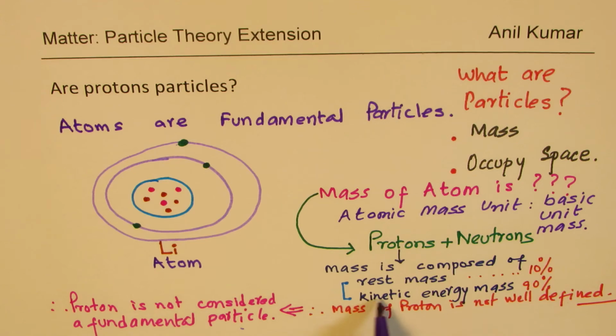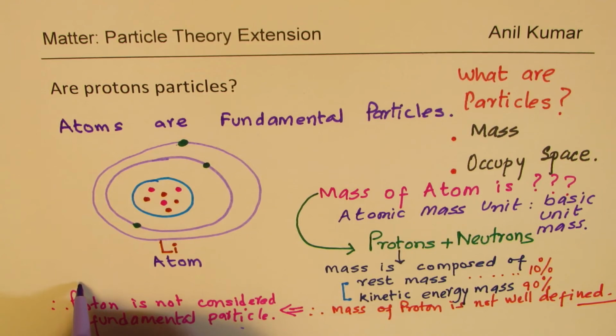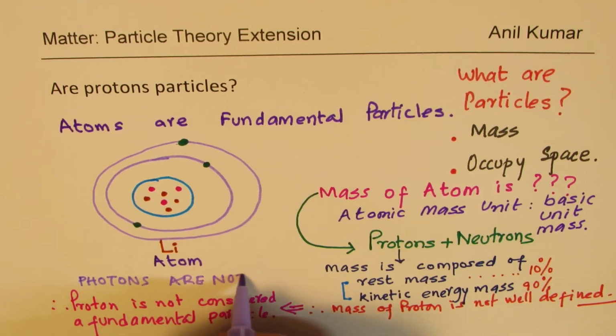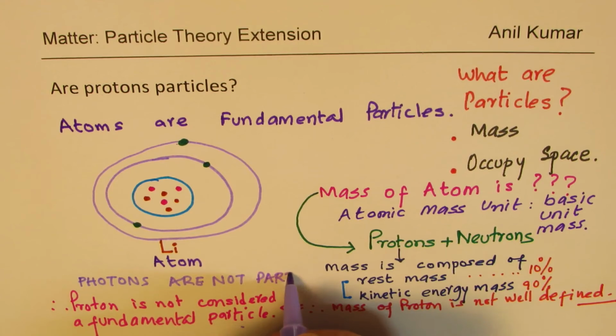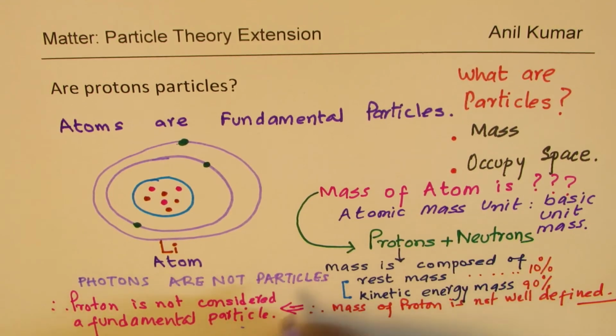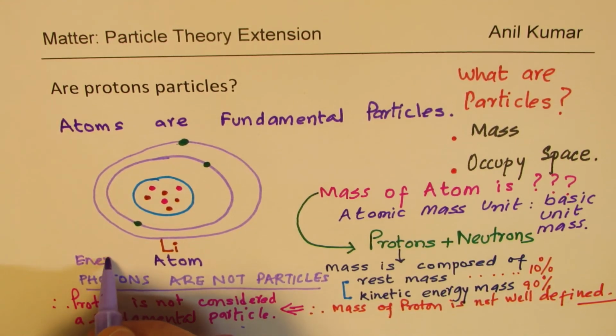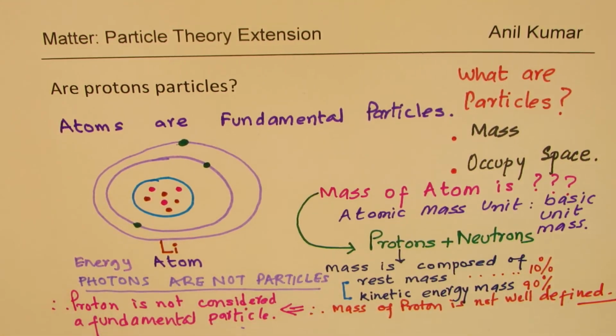So to give you an idea about that kinetic energy mass, an example could be what? Oh, that we talked about in our video, right? So that was a photon. Okay. So the energy mass is an example, like photons are not particles. We explained that in our video, right? Since it is energy, that is why they are not particles.